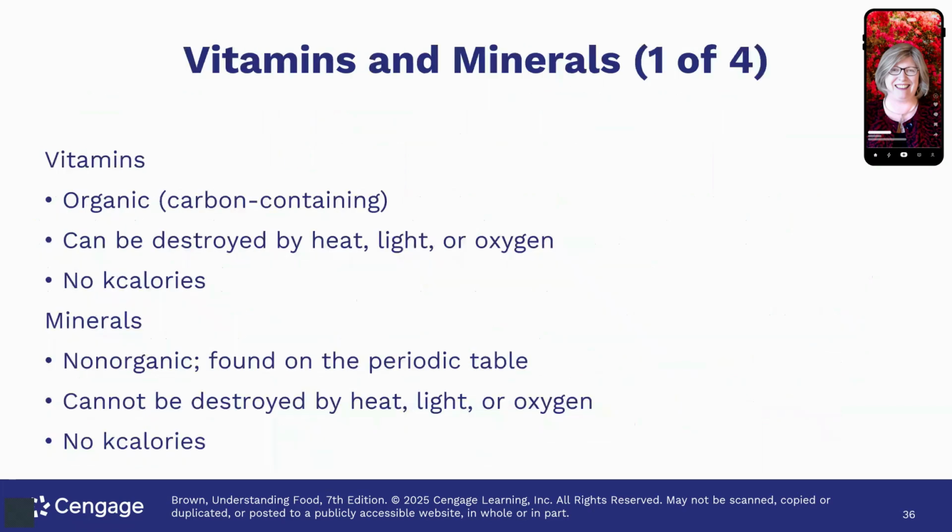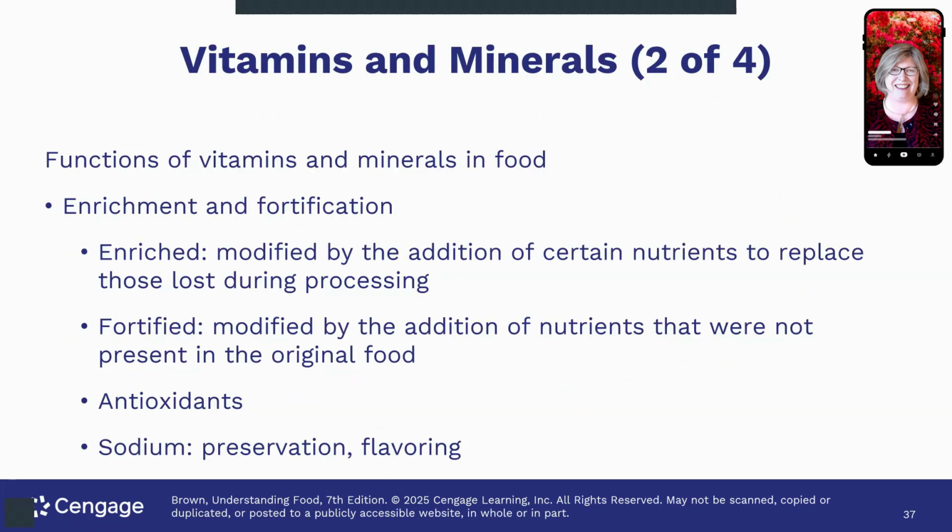Okay, moving on to vitamins and minerals. Vitamins and minerals are also important to think about in food science. One thing that you need to know about some of the foods is that they're enriched, where some of the nutrients that were lost in processing are replaced, as opposed to fortification, where you're adding nutrients that were never present to start with. Also, vitamins serve as antioxidants, some of them. And then for sodium, the mineral, we use that in food preservation, also in flavoring.